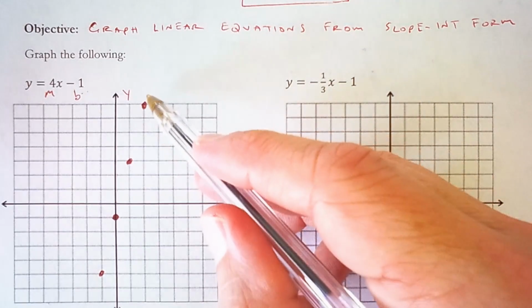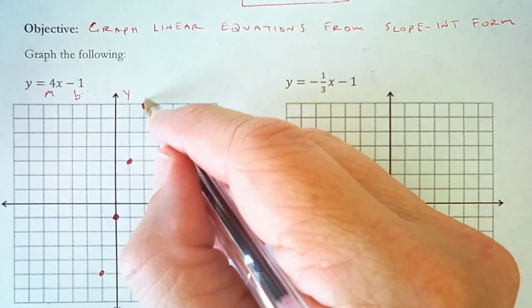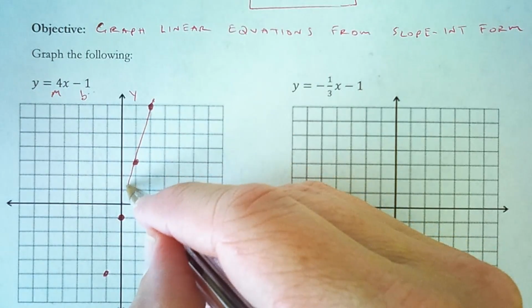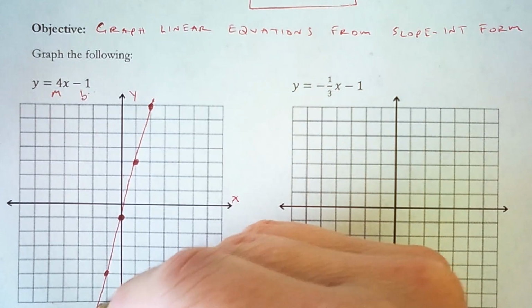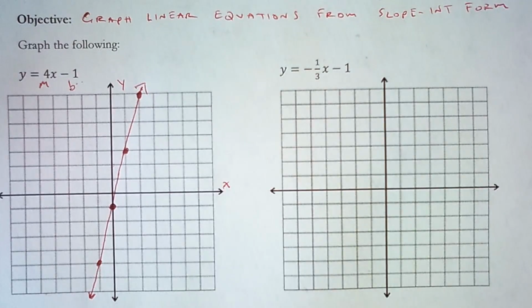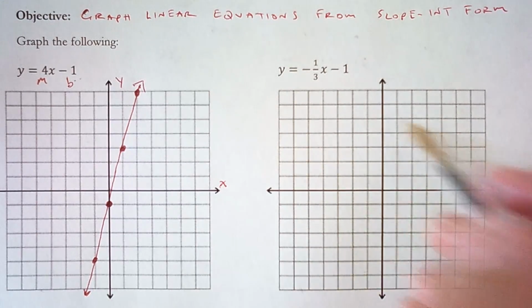So I can use a straight edge if I want to make this nice and straight, or I can put in my best effort to connect these points as best I can, trying to keep it as straight as possible. And I'm going to put arrows on both ends because lines go infinitely in two directions.